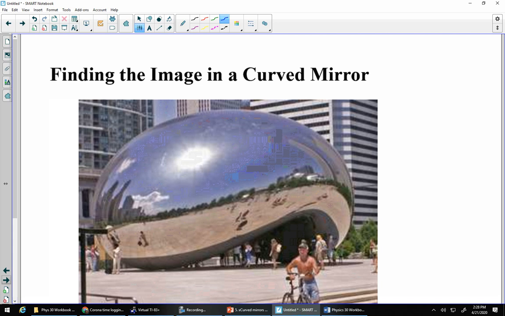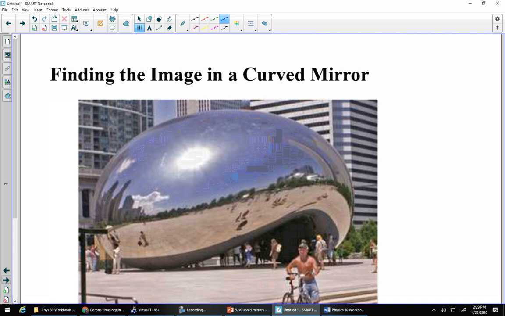So finding the image and figuring out what the image looks like in a curved mirror. Now, when you look at something like this, there is an awful lot going on there. Absolutely. There's just so much going on there. So what we want to do is focus on just part of the image, and that's going to tell us what the rest of the image is going to look like.